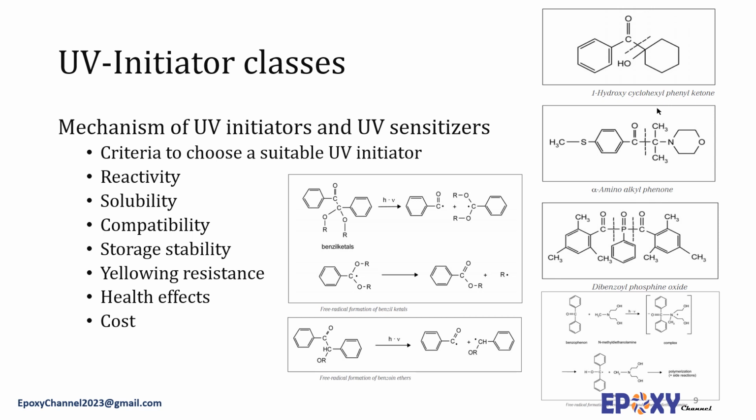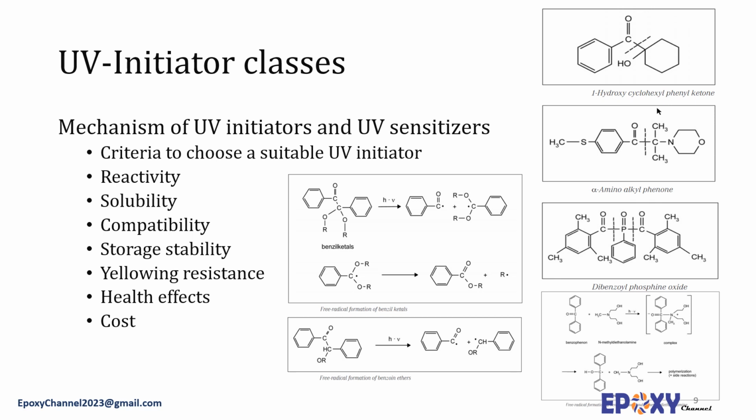UV initiators absorb UV light and form excited bound states, which in turn produce free radicals. UV sensitizers also absorb UV light but transfer the absorbed energy to other molecules, which can cleave into free radicals. Different classes of UV initiators have been developed for different applications, generally based on their reactivity. The choice of UV initiator also depends on the solubility. It should be readily miscible with the UV system. Compatibility, storability in the dark, yellowing resistance, health effects, and cost are other important factors.